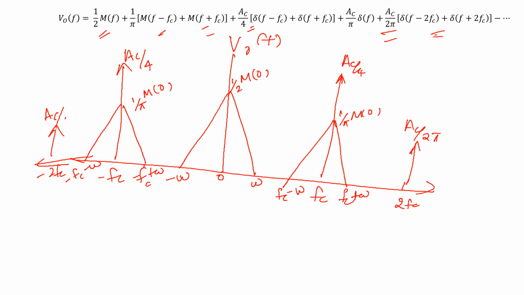So this is your output spectrum, that is V naught of f, after the diode output, right? So if I pass it through a band pass filter, I can get my modulated signal. I can retain the modulated signal, and I can eliminate all the unwanted signals.